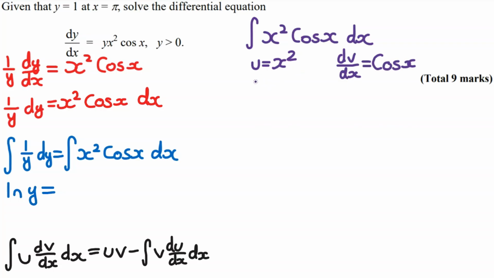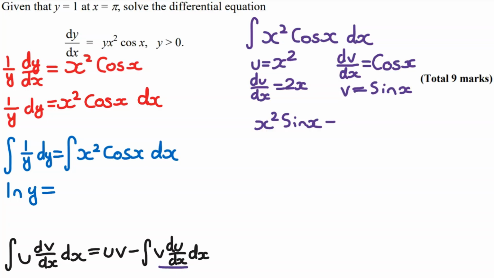So if we first differentiate this, du over dx is equal to 2x, and then if we integrate this here, v is equal to sin x. So therefore, if we look at the formula for integration by parts, it's uv, so u is x squared and v is sin x, it's going to be x squared sin x, and then it's minus the integral of v du over dx, so v is sin x and du over dx is 2x, so this is going to be minus the integral of 2x sin x.